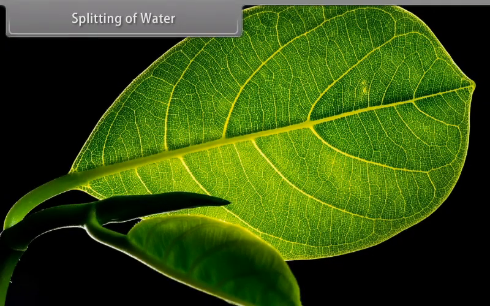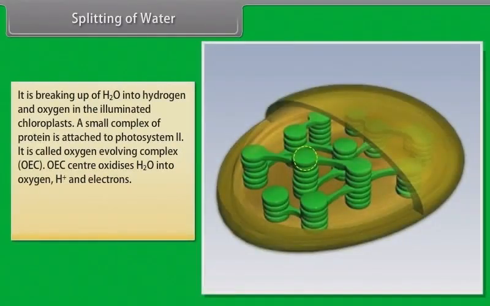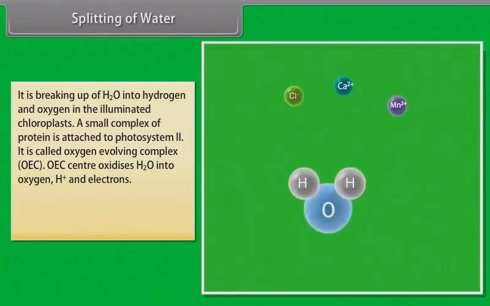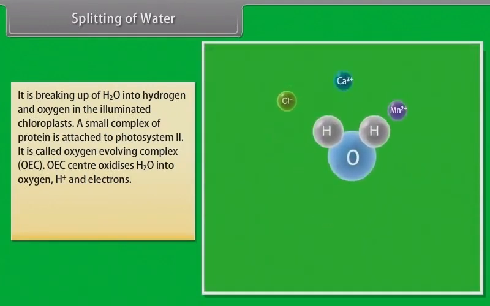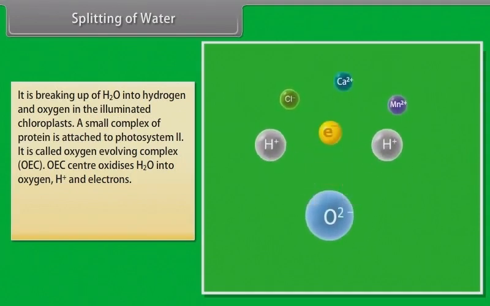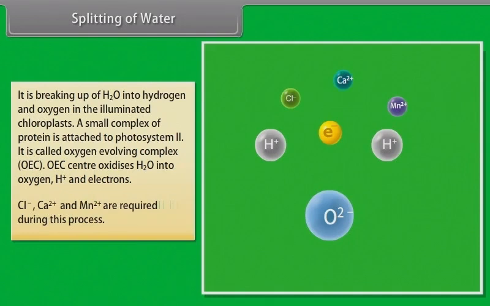Splitting of water. It is the breaking up of H2O into hydrogen and oxygen in the illuminated chloroplast. A small complex of protein is attached to photosystem 2. It is called the oxygen evolving complex. The OEC center oxidizes H2O into oxygen, H+ and electrons. Cl-, Ca2+, and Mn2+ are required during this process.